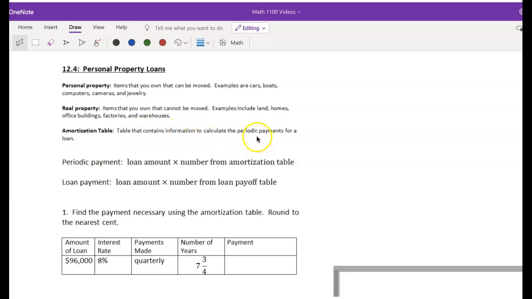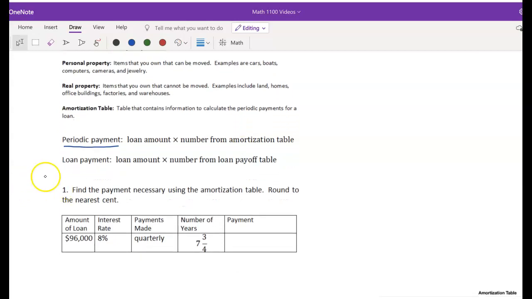We're going to use an amortization table in the last few examples, and it's a table that contains information about the periodic payments of your loan. Two calculations that we're going to use are to find the periodic payment. Sometimes that's a monthly payment, sometimes that's a quarterly payment, sometimes it's an annual payment. It depends on how often you're making the payment. That's what periodic means. You're going to take the loan amount times the number from the amortization table. We also can find a loan payment by using a loan payoff table. So we're going to use two different types of tables in this section.